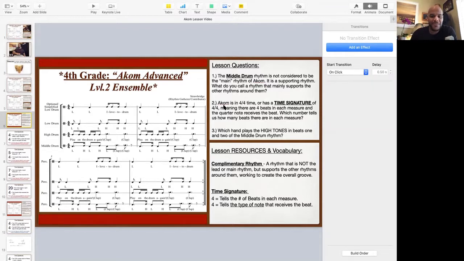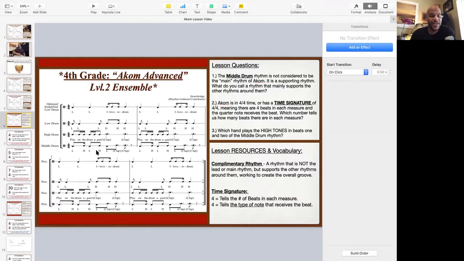Question number 2, Akom is in 4/4 time. We're going to be working with time signatures a little bit as well. A time signature of 4/4 means there are 4 beats in each measure and the quarter note receives the beat. Which number tells us how many beats there are in each measure? By the end of the lesson, you'll be able to answer this question as well. Number 3, which hand plays the high tones in beats 1 and 2 of the middle drum rhythm? You have to actually watch the rhythm instruction video number 2 to answer number 3. But let's jump into Akom number 3 right away.